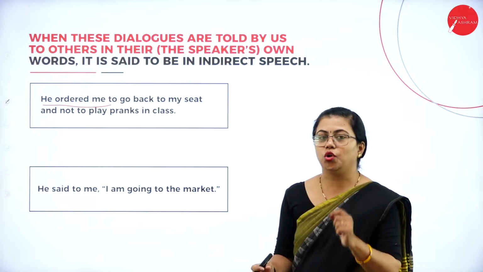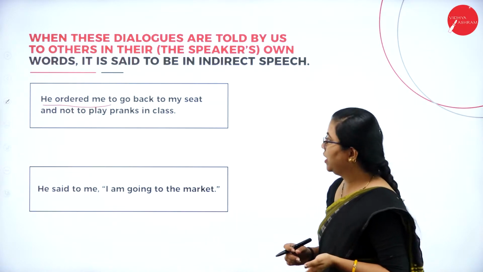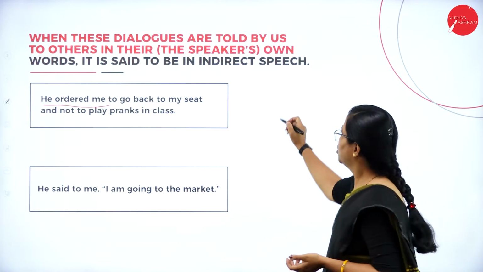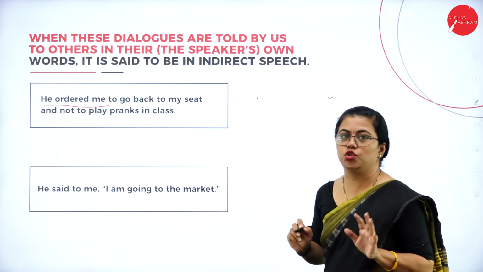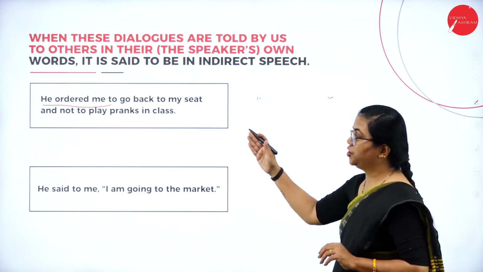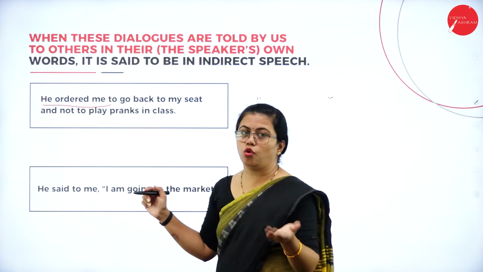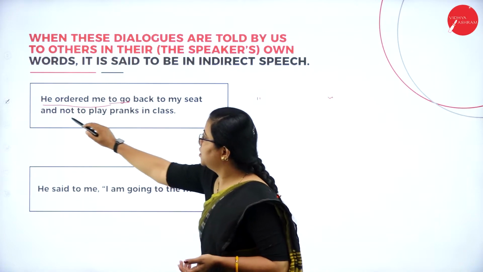I'm not quoting the exact words of the speaker. How do I know I'm not quoting the exact words? I do not have inverted commas here. The quotation marks show that it is the actual dialogue, but here quotation marks are not there. The speaker who would have told this, not to go back to the seat and all, would not have used such words.